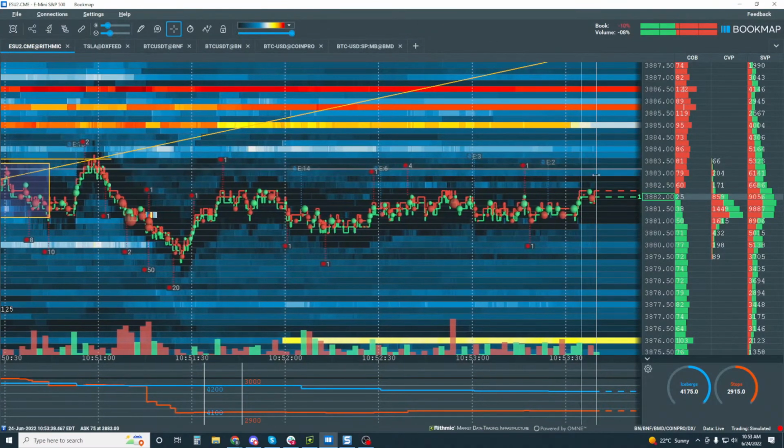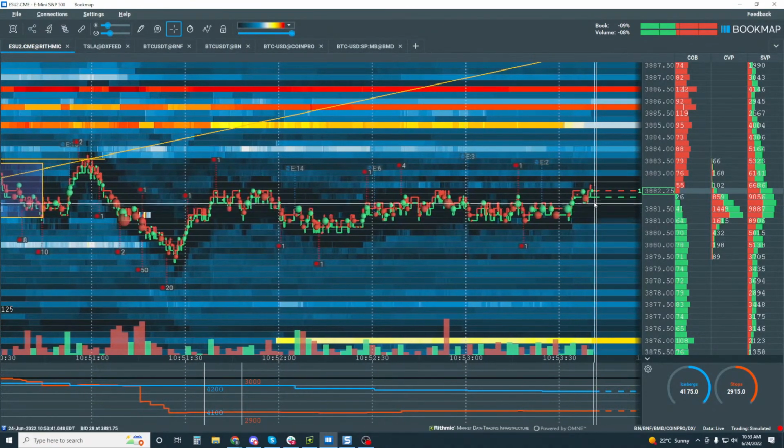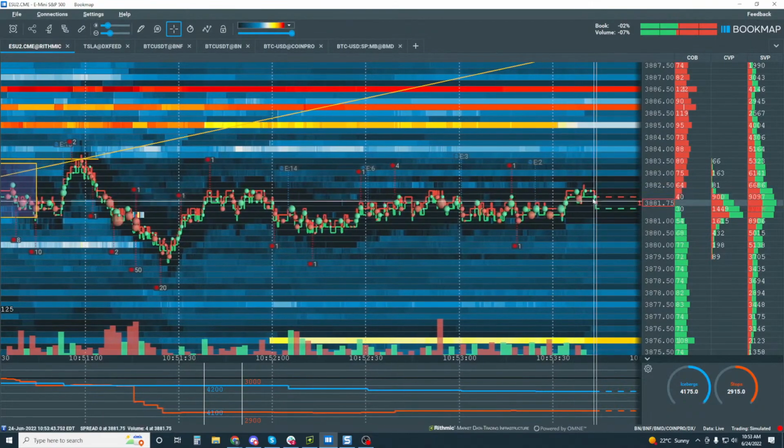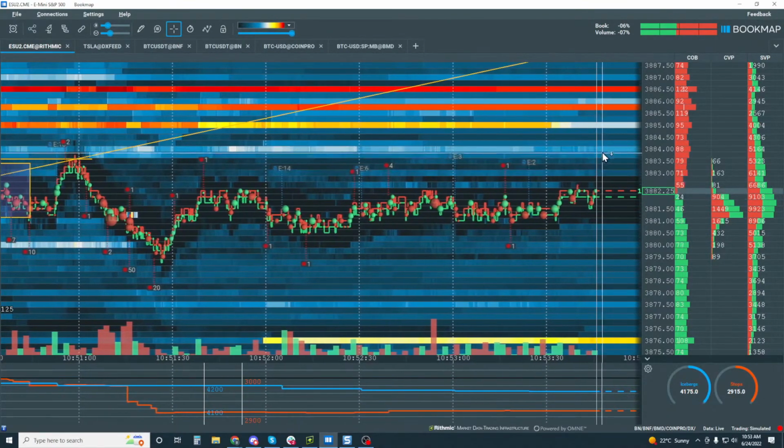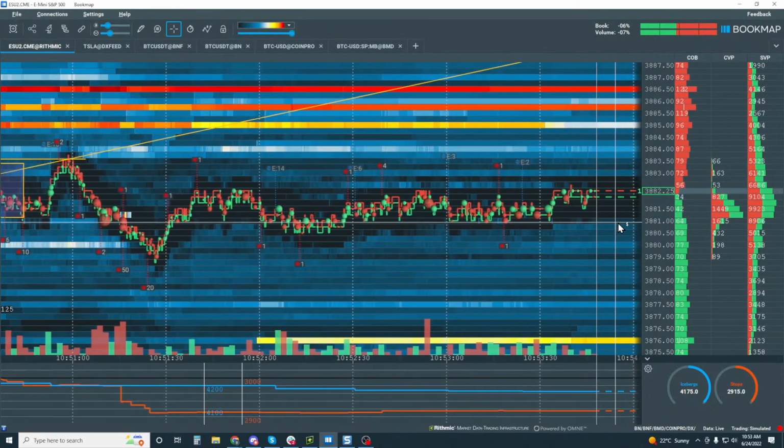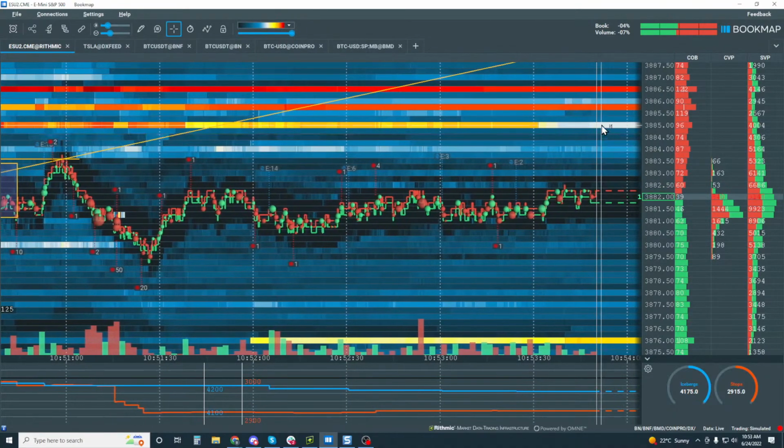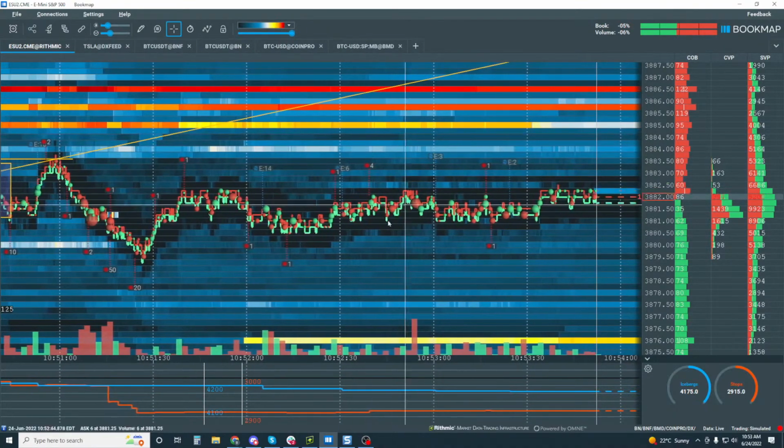Okay, I'm still looking to see if we can get our buyers here. This is looking better now. They're starting to come in, but I want to see them pull here. I want to see them add on the bid, and I want to see these buyers come in and shoot right back up into this liquidity up here.